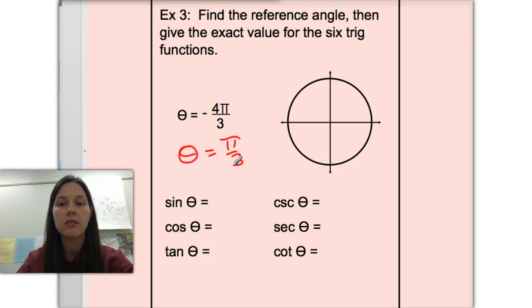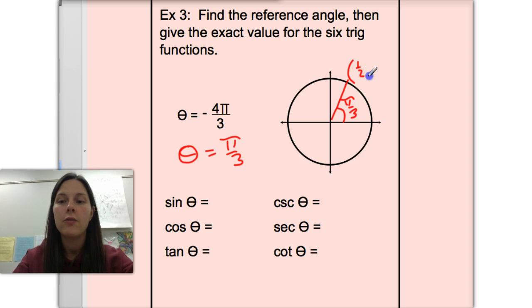Our next one, we've got -4π/3, so the reference angle would simply be π/3 because 3 is in the denominator. So that is the first quadrant angle that we're going to take a look at. And that one is the 60 degrees, so that's the one that's higher. And this would be 1/2, √3 over 2.